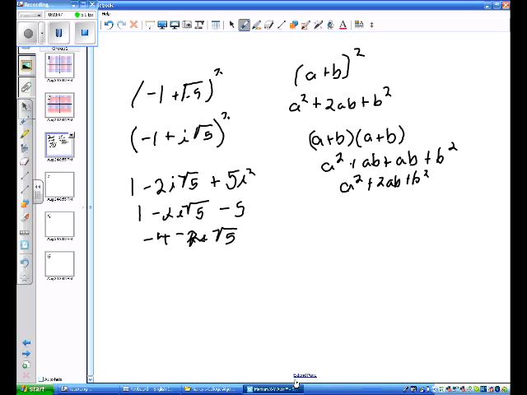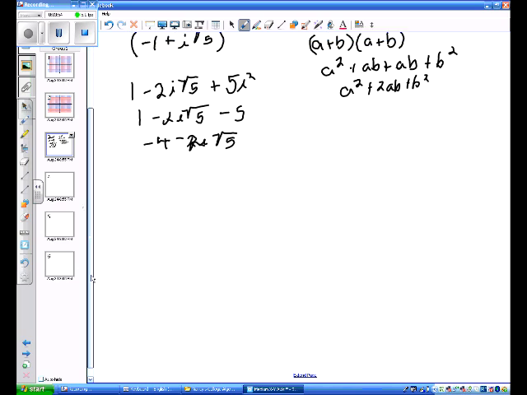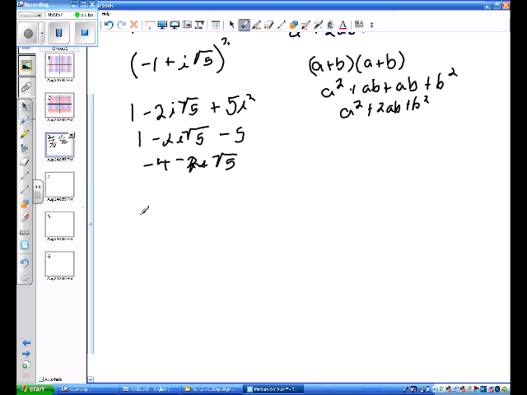Now, as I said, sometimes when you start dealing with radicals and imaginary numbers, you may not be as comfortable using the pattern. If not, then just go back. Negative 1 plus i square root of 5. And then to square it means to multiply it by itself. So negative 1 plus i square root of 5. And then use our distributive property. So negative 1 times negative 1 is 1. Then we would have negative i square root of 5.